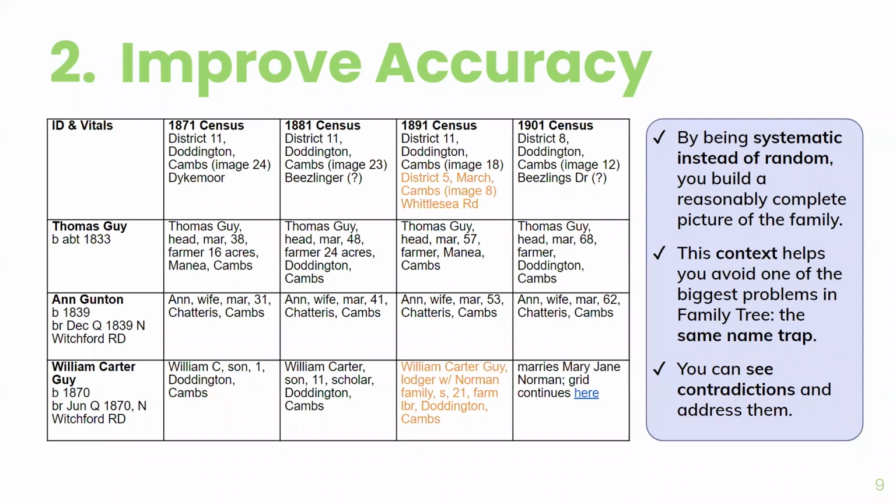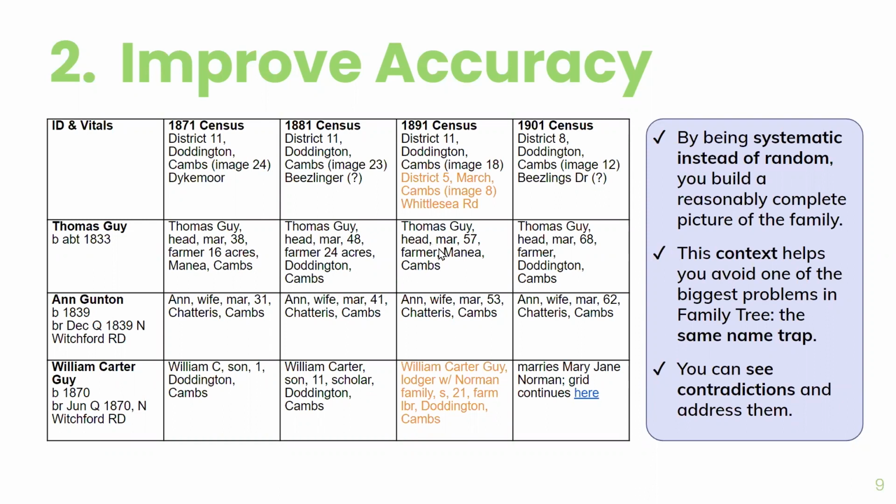And that is assuming that 2 different people are the same person just because they have the same name. But if you look closely, they really aren't the same person. This same name trap has resulted in so many bad merges and other problems in family tree. Well, if you build out your timeline grid, you have context that helps you avoid those problems.